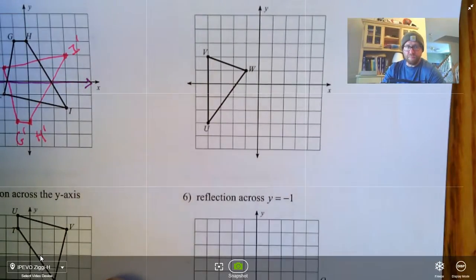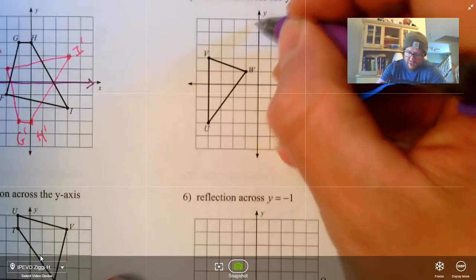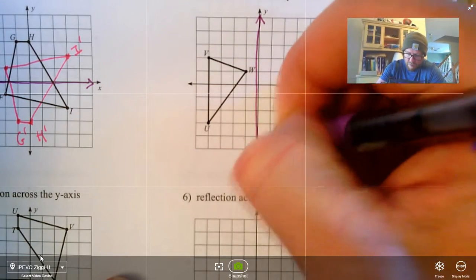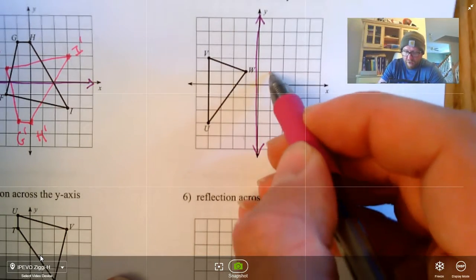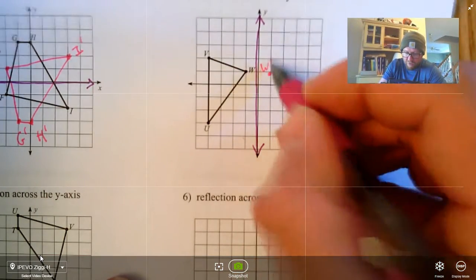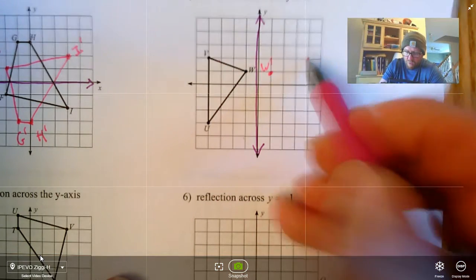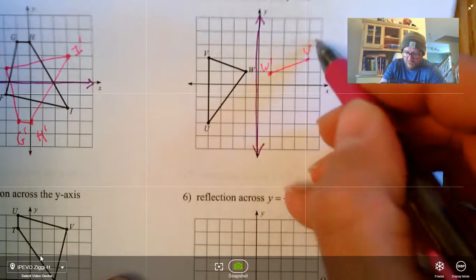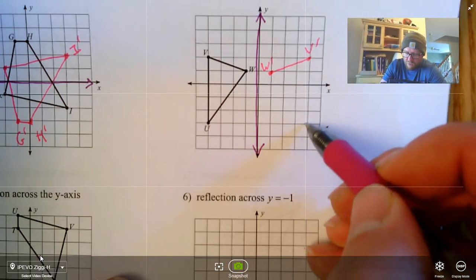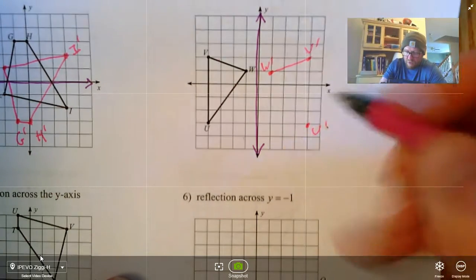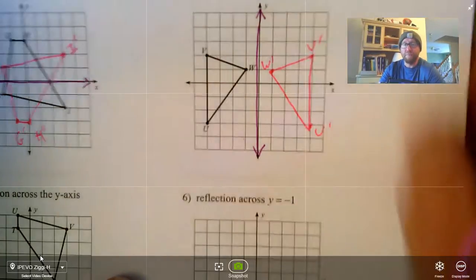Let's see. Here we're reflecting across the y-axis, so we'll go ahead and draw that in. So let's see. W is 1 space away, so its reflection goes 1 space on the other side. V is 4, so 4 on the other side to V prime. And U is 4, so 4 to U prime. And then just connect them on up. Done.